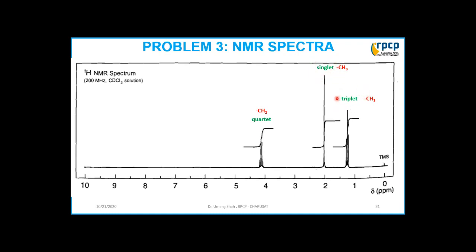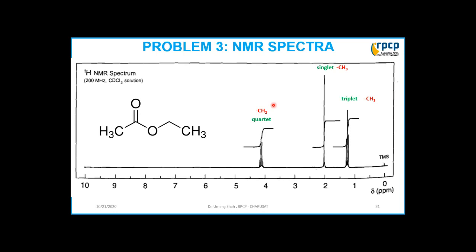This appears as a triplet, which means the neighboring carbon has two protons. And a quartet means the neighboring carbon has three protons. So we can say that CH3 and CH2 are both attached by a single bond, and this singlet may appear at some other position.